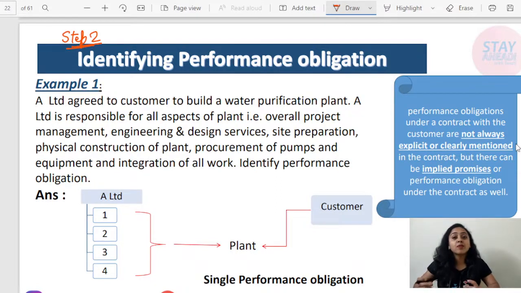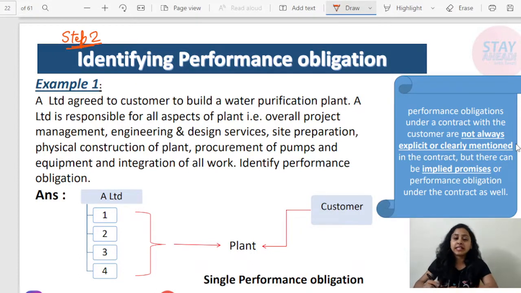What is performance obligation? It is a promise to deliver a particular good or service, or a series of goods or services, or a bundle of goods or services. So it is basically the promise that has arisen due to the agreement between two parties, due to the contract between two parties. So you have to identify performance obligation. As you know, there can be one performance obligation or more than one performance obligation in a particular contract. So basically this step will guide you on how to identify performance obligations of a contract.